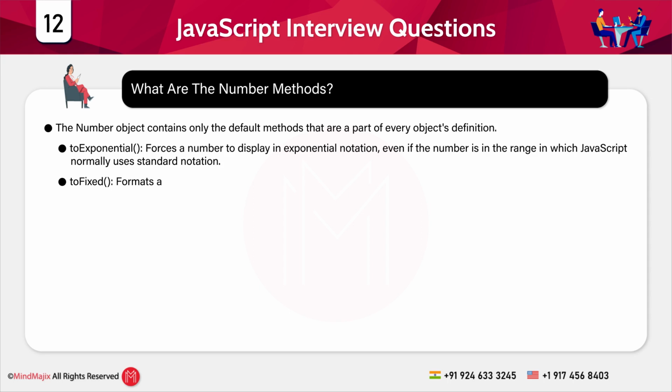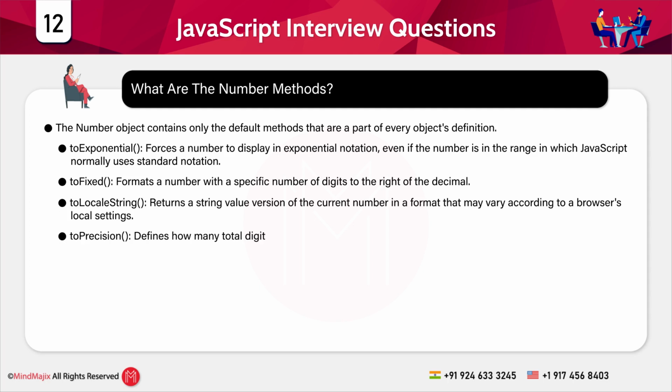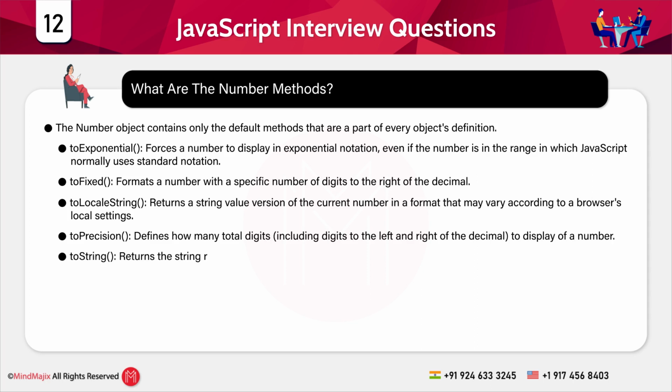toFixed, this function formats a number with a specific number of digits to the right of the decimal. toLocaleString, this function returns a string value version of the current number in a format that may vary according to a browser's locale settings. toPrecision, this function defines how many total digits, including the digits to the left and the right of the decimal, to display of a number. toString, it returns the string representation of the number value. valueOf returns the number's value.